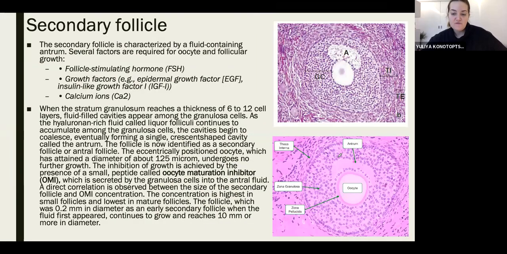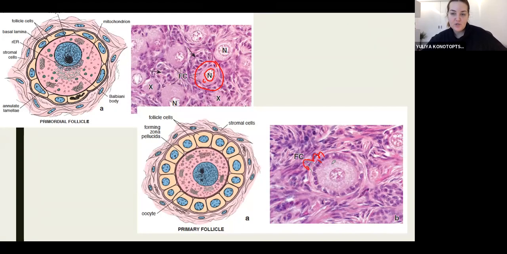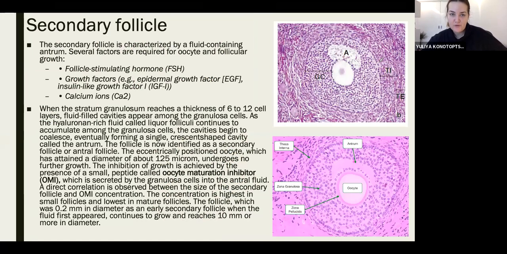Okay, secondary follicle. My primary follicle should become a secondary follicle. It is considered a secondary follicle only when this space appears. The space is called the antrum. As long as you see a little tiny space here, this is the antrum. Inside the antrum there is a fluid called liquor folliculi.